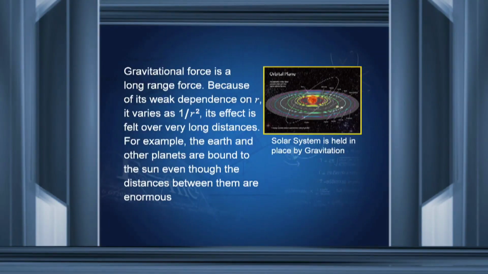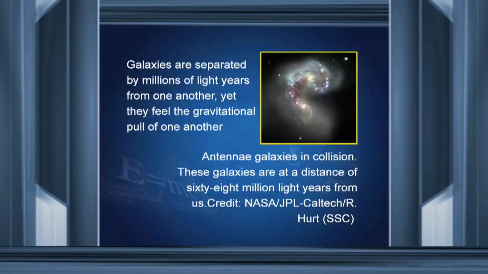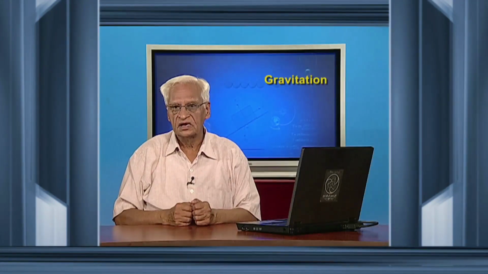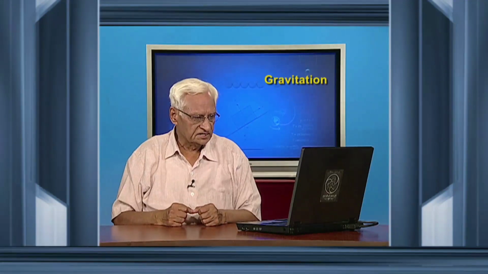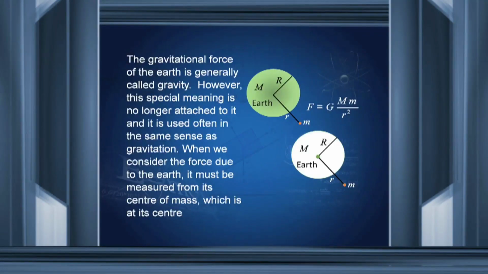The result is that even at large distances the force is still present, and this is shown here. The solar system is huge in size, yet the sun is able to exert gravitational force on the planets going around it. Galaxies are extremely far off from each other, yet the gravitational force is sufficient to cause interaction between them. I have shown you here galaxies which are colliding due to the gravitational force. The gravitational force of the earth is generally called gravity. Of course, this word is no longer used in the sense it was meant.